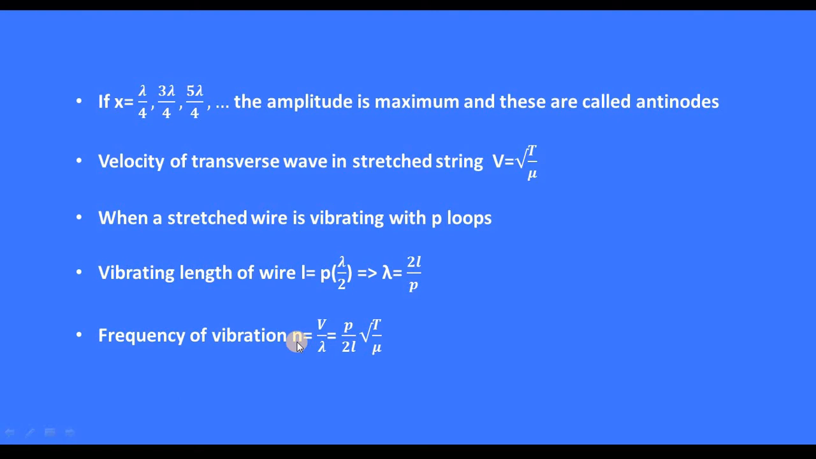Next, the frequency is directly proportional to the square root of the tension force. That means nu is directly proportional to root T. Next, the frequency nu is inversely proportional to the square root of mu, that means the linear mass density. So the relationship between frequency and the linear mass density is inverse proportion, nu is proportional to 1 by root mu. This is the stretched string question.